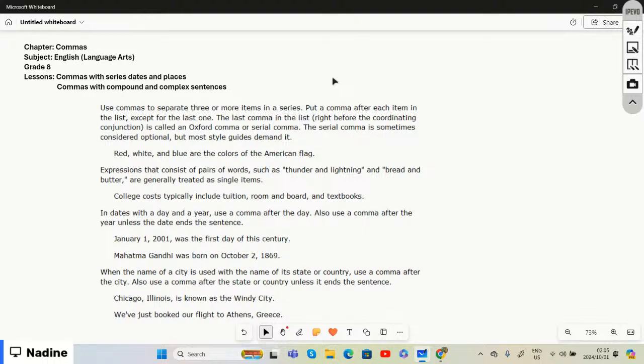Then also when we write a compound sentence, when we join our sentences, we join them with a comma as well as a conjunction. And then the same with a complex sentence. When we join our independent clause, that is also when we need to use our commas.